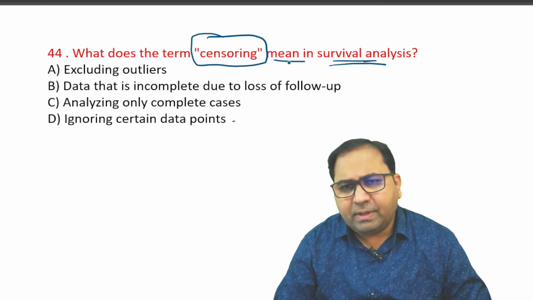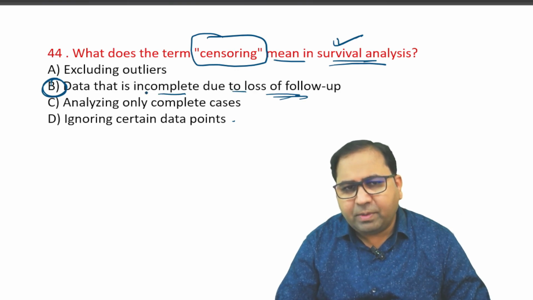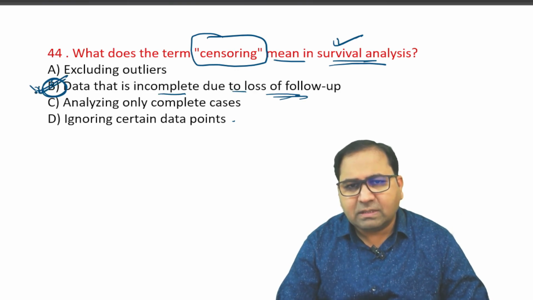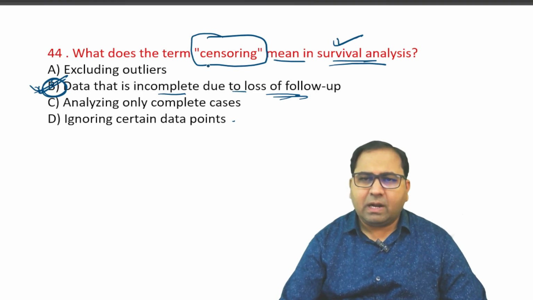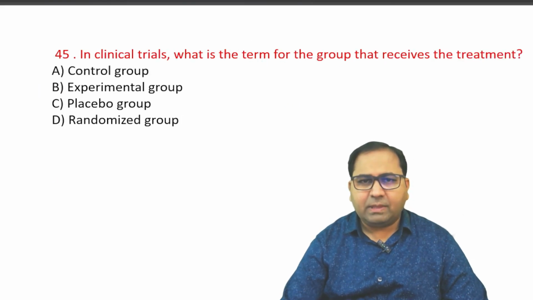So what does censoring mean? In survival analysis, censoring means nothing but the data that is incomplete due to loss to follow-up. Please remember this answer. If this question comes regarding censoring in survival data, the answer should be taken as that it is incomplete due to the loss to follow-up. Okay, please remember the answer.